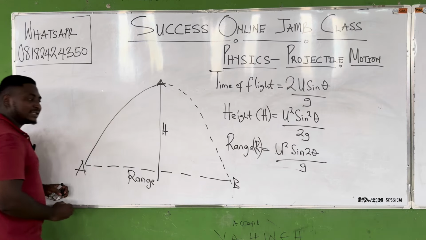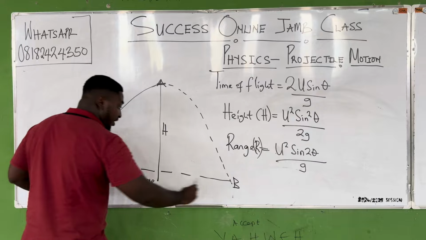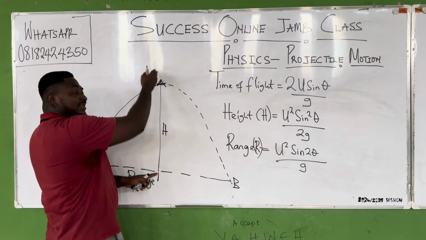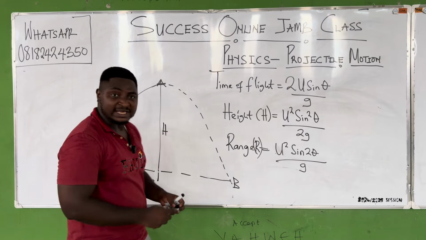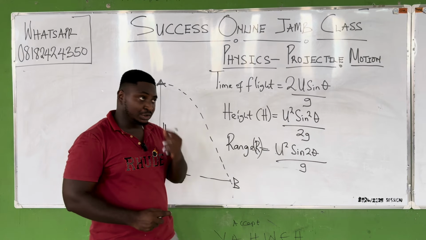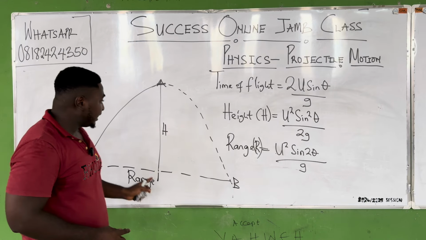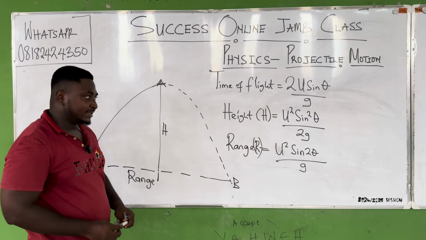The maximum horizontal distance covered by the body is referred to as the range. So the range deals with the horizontal distance covered, and the height deals with the vertical distance covered. That's why we have two distances in projectile motion: the horizontal distance covered, range, and the vertical distance covered, the height.